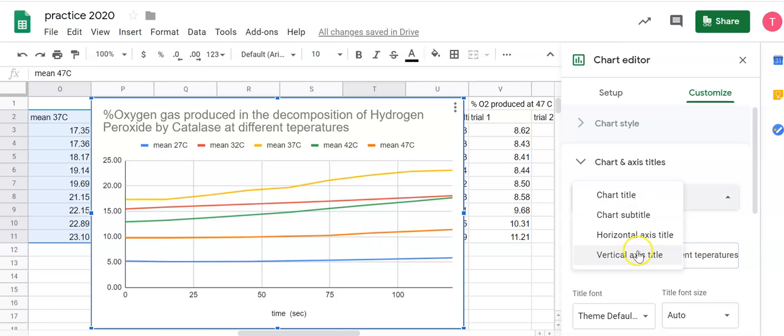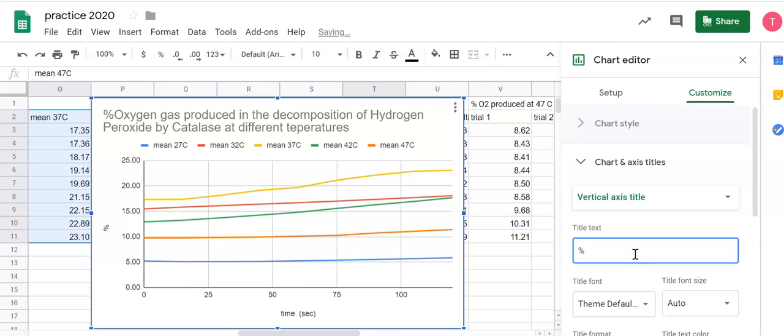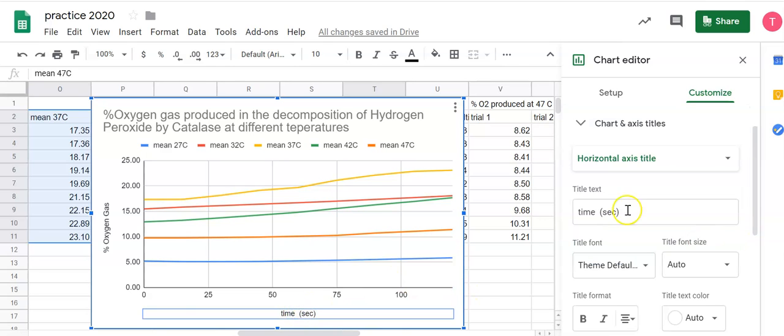If I want to then label my different axes, my vertical axis is not labeled there. You could put percent oxygen gas. Here I don't have a unit because I'm measuring in percent, but if you had a unit, you would want to make sure to include it there. Time has already been labeled for me. Another thing you could do is just click on it and it'll pull up, but otherwise you have these drop down menus.